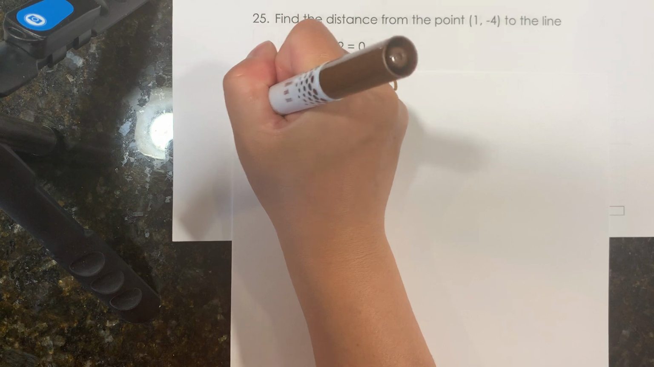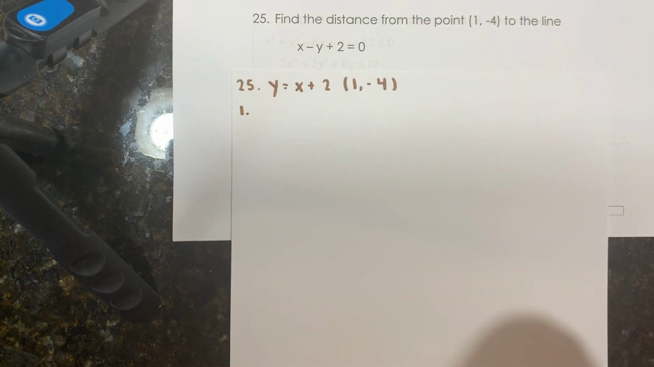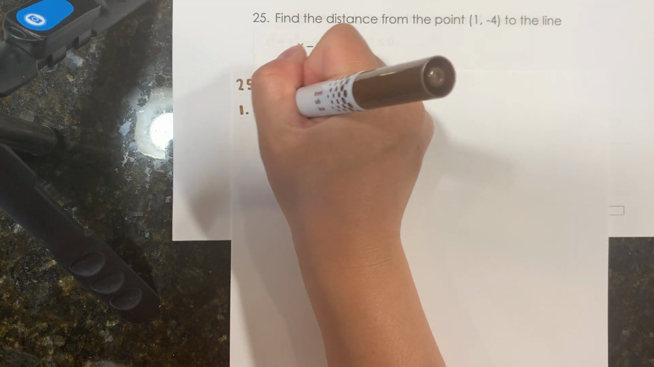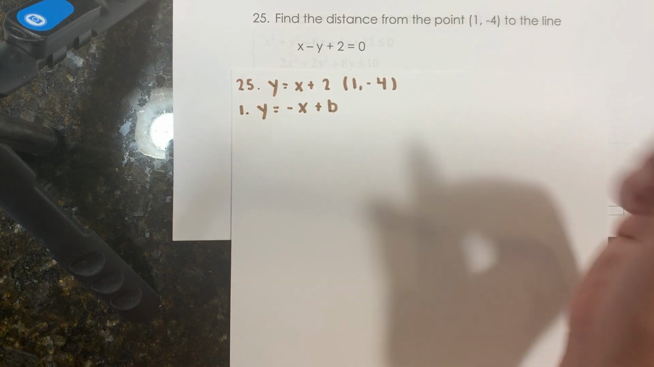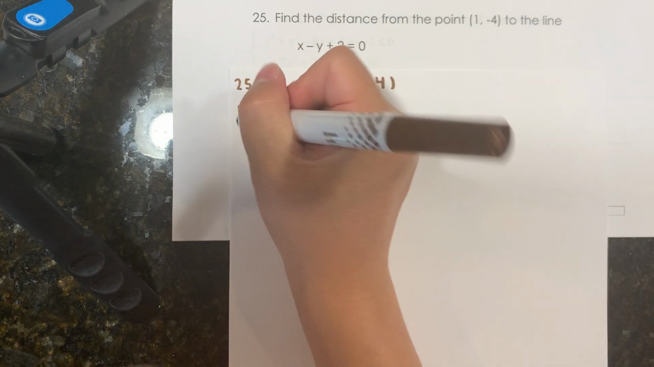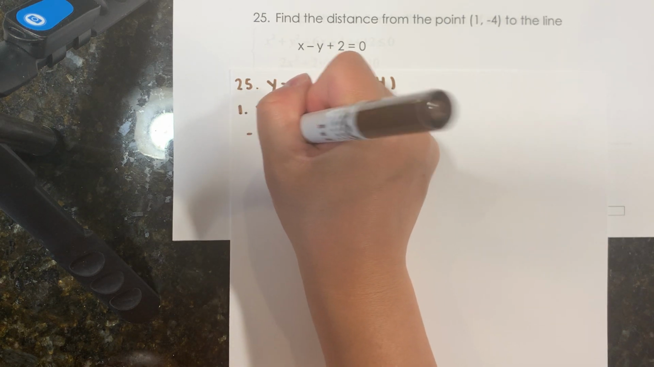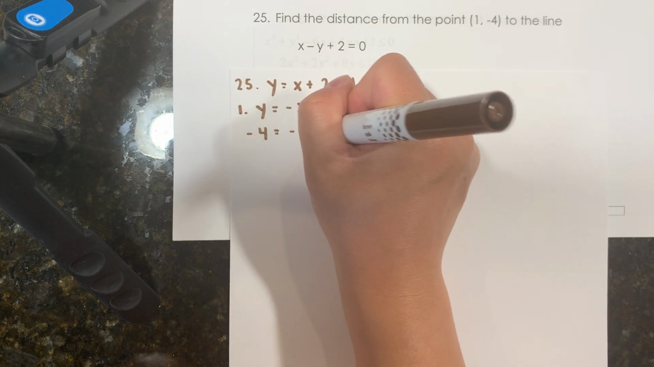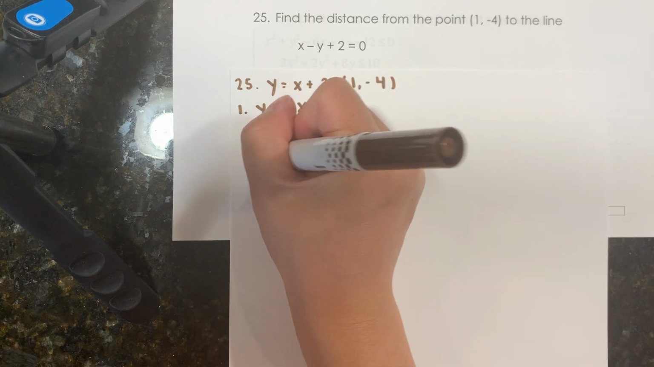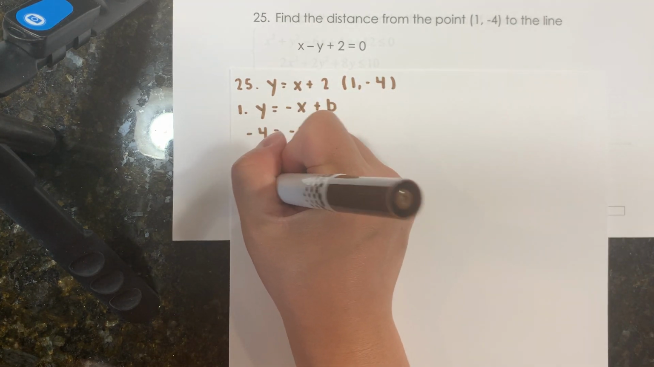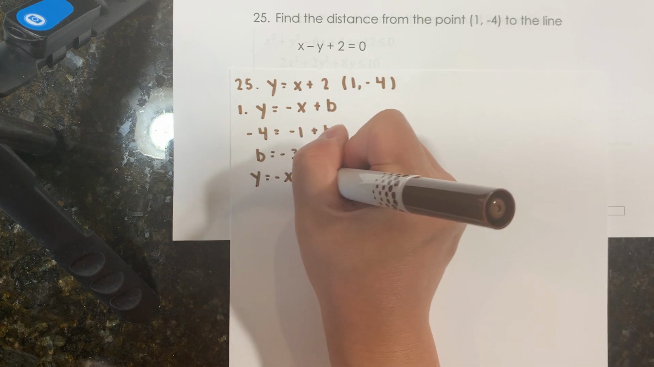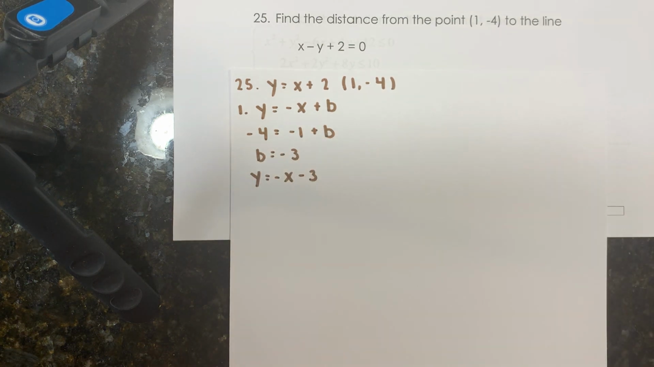Step number 1 is to find the equation that's perpendicular to this one. So I'm going to flip the slope, making it negative, and I have to solve for the plus b by using this point. So that would be negative 4 equals negative 1 plus b, giving me that b is equal to negative 3, and therefore y equals negative x minus 3.